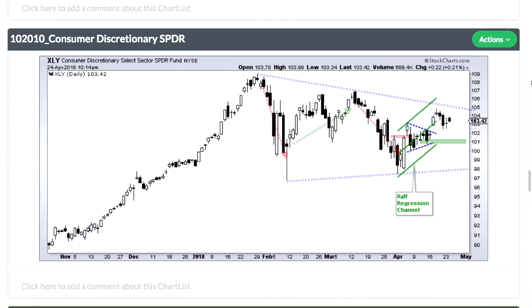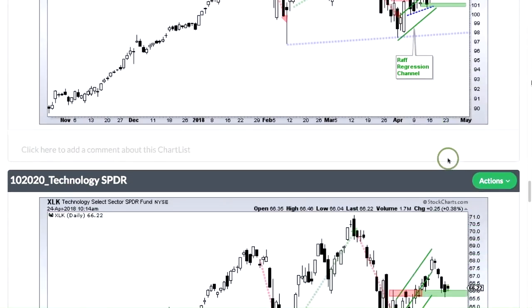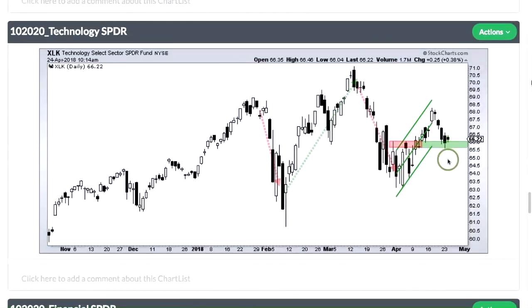So if we look at consumer discretionary, there's that triangle like we had before. And there's the downswing. Here's the upswing. And you have a little pennant in between. And you got some lows around 101 and a Raff channel. So there's a support zone there to watch. Here's the technology SPDR. Now, it's still in an uptrend.